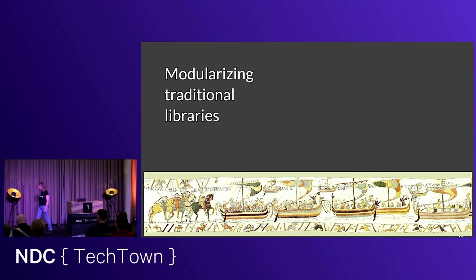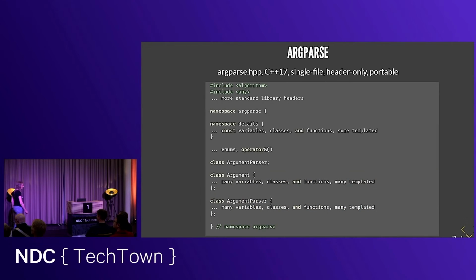So at this point, we have learned everything about modules, and we are now fully prepared to build our first module, and we don't start from scratch. We use an existing library, and this library is called ArgParse. It's a C++17 single file header only library. It's totally portable, no dependencies except for the standard library. This is a command line parser.